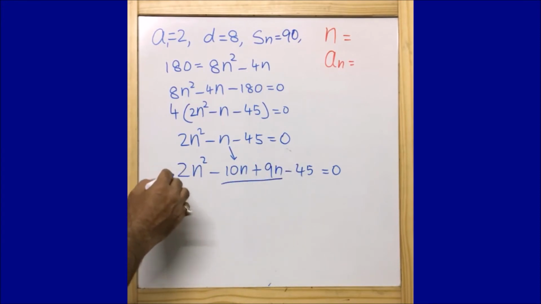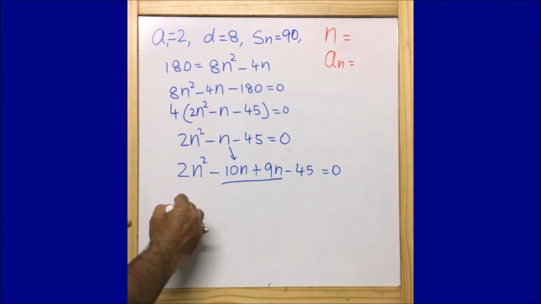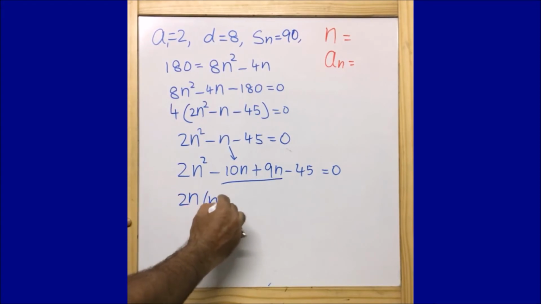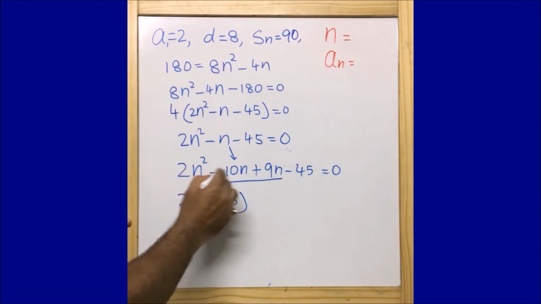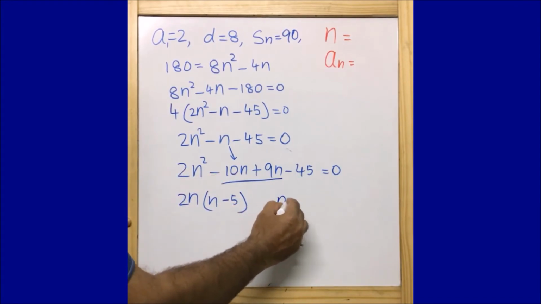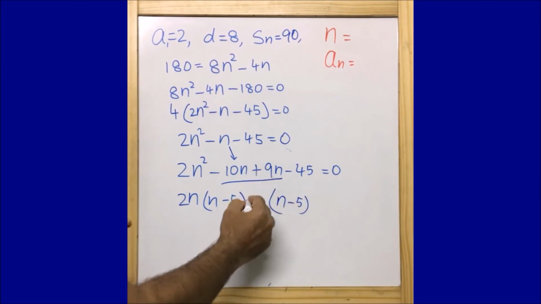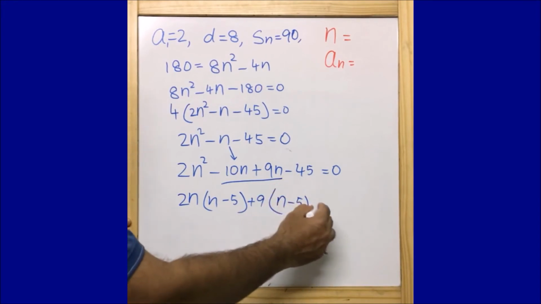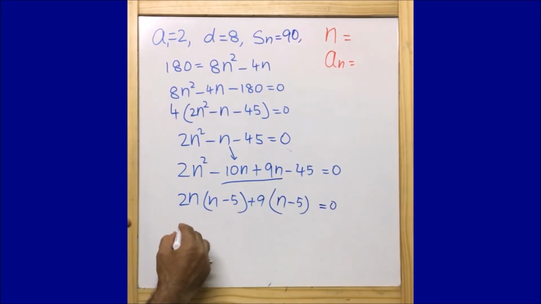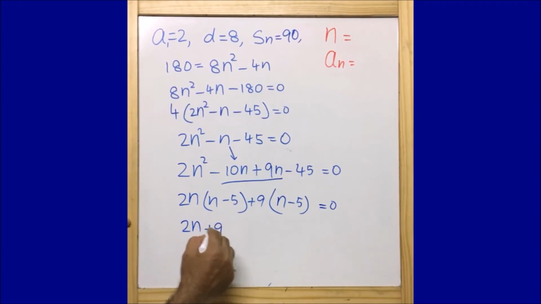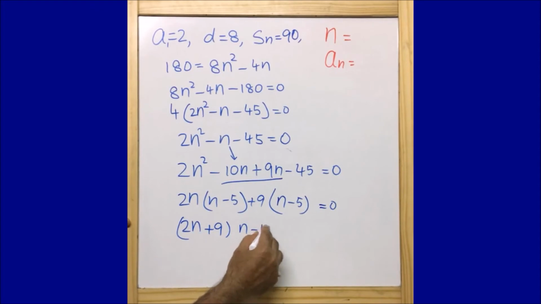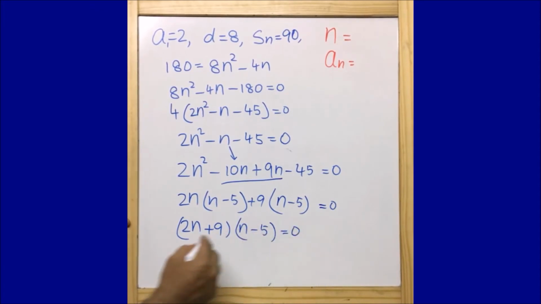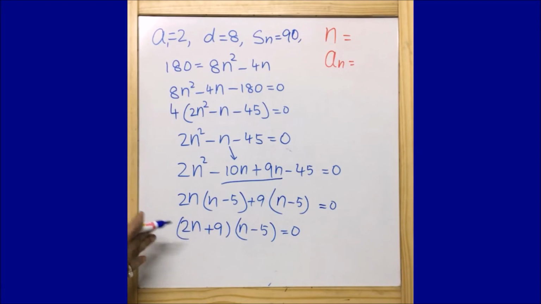Now taking 2n as common, I can write 2n into n minus 5, and plus 9 into n minus 5, so 9n minus 45 is equal to 0. Or I can write 2n plus 9 into n minus 5 is equal to 0. So you could see that we are getting two factors: one is 2n plus 9 and one is n minus 5.